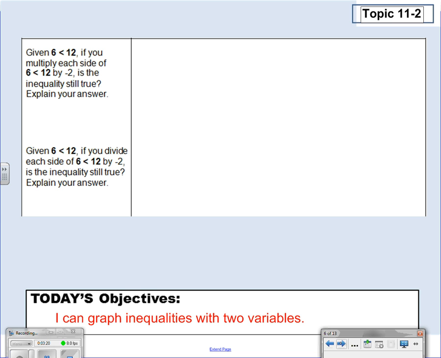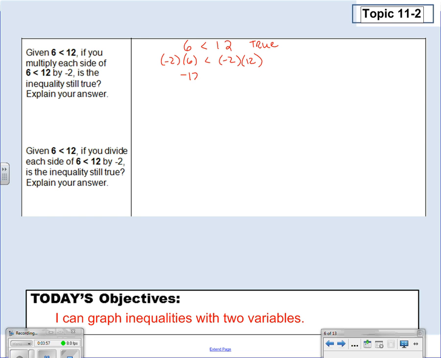Okay, so to graph inequalities, we have to know what's going to go on when we multiply and divide by a negative number. So let's talk about what happens when I'm given an inequality where 6 is less than 12, and that is a true statement. But what happens when you multiply each side by -2? So I'm going to multiply the left side by -2, and I'll multiply the right side by -2. Remember, as long as I do the same thing to both sides, I should stay equivalent.